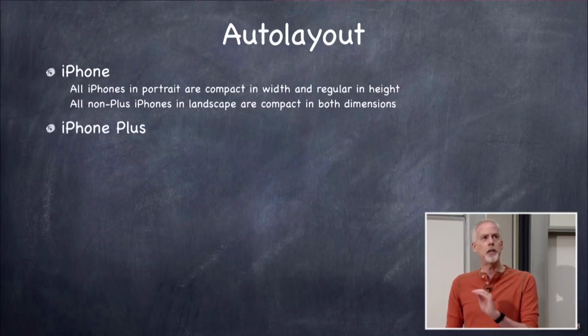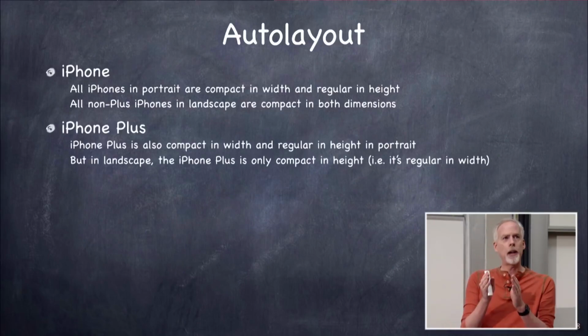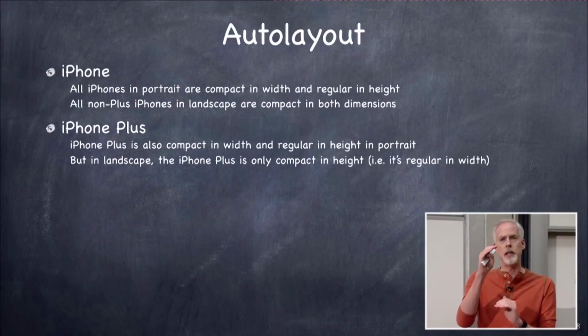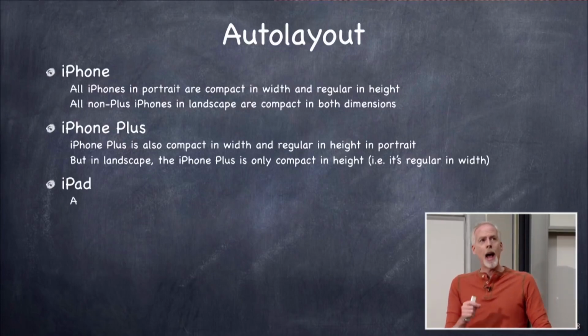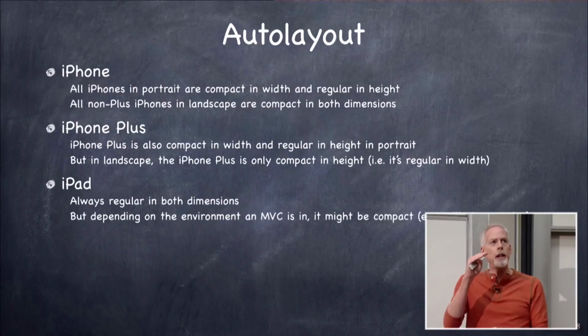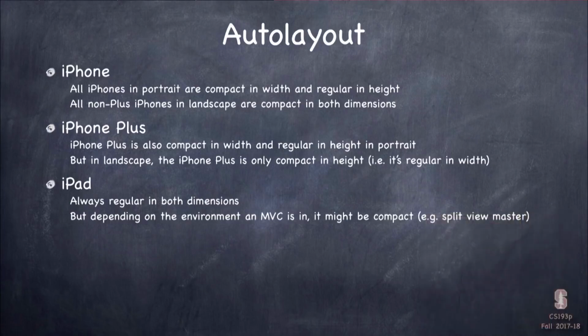Now, iPhone Pluses are different. iPhone Pluses are still compact in width and regular in height in portrait, but when you turn them to landscape, now they are regular in width and compact in height. Okay, so iPhone Pluses are different than regular iPhones in that way. iPads are regular width and regular height. Portrait or landscape, doesn't matter, they're always regular in both, which you can imagine, they're big, iPads are huge.